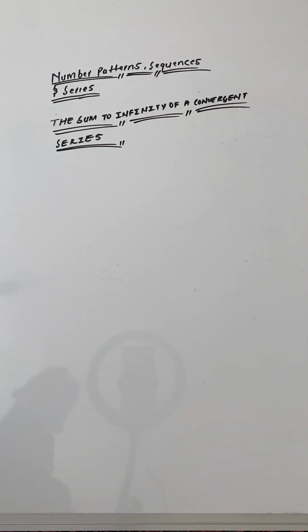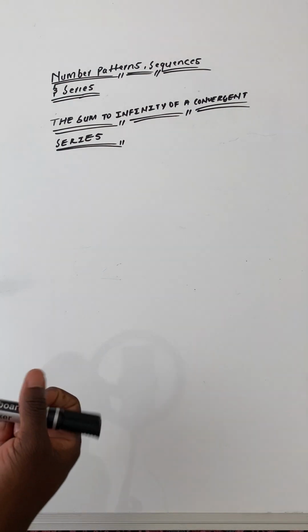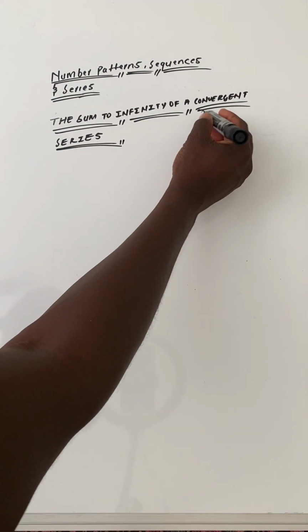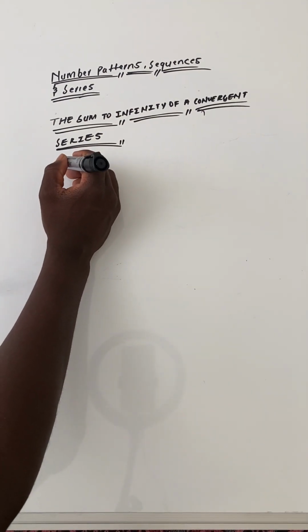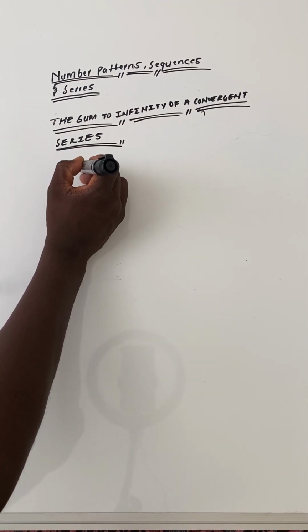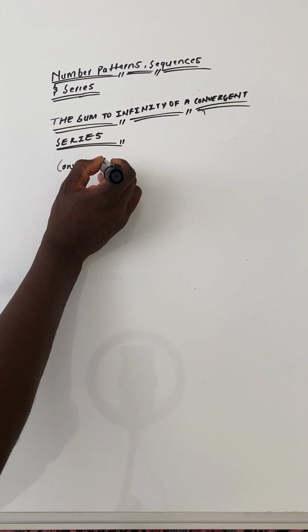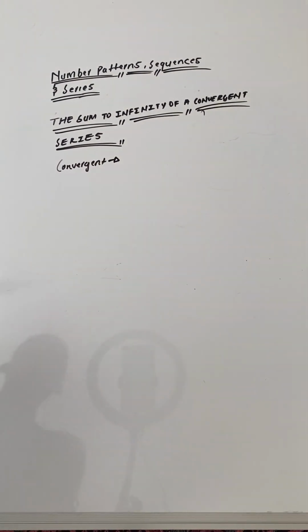Right. So today we're going to be doing the fourth lesson of our number patterns, sequences and series. Today we're looking at the sum to infinity of a convergent series. Now one would want to ask, okay, what is a convergent series, or what does convergent mean? Don't be worried or stressed about that word.